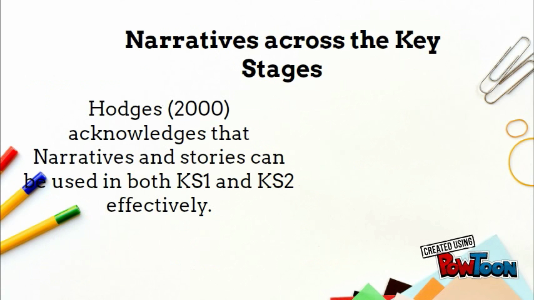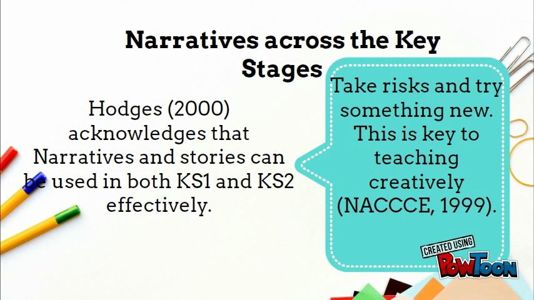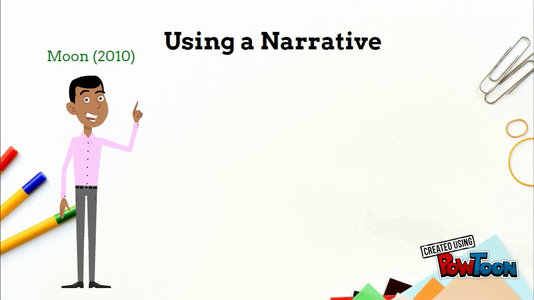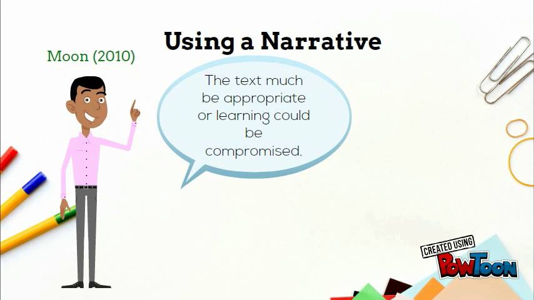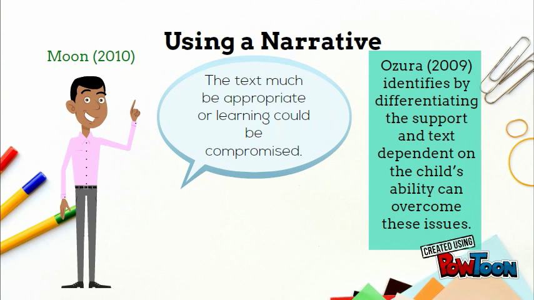Some may see this as just a Key Stage 1 strategy, but Hodges acknowledges it can be used effectively in Key Stage 2, therefore as a teacher you must be open-minded and try new things. However, Moon argues that it is important children are comfortable in reading the text and have a personal relevance to it, else learning could be compromised, although Ozura argues by differencing the support and text dependent on the child's ability, these issues can be overcome.